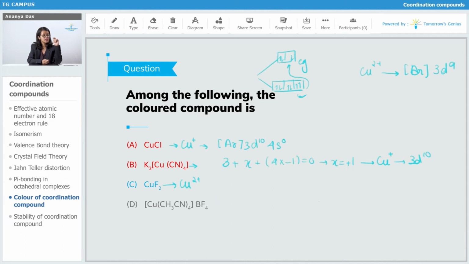In the last complex again, BF4 has 1 negative charge. That means this entire complex, that is the coordination part, is going to have plus 1 charge. And CH3CN is a neutral ligand. So X plus 4 into 0 will be equal to plus 1. So X is equal to plus 1. Again Cu+, so that's 3d10. So no color again. So this is how you can predict whether your coordination compound is going to show color or whether it's not going to show any color.